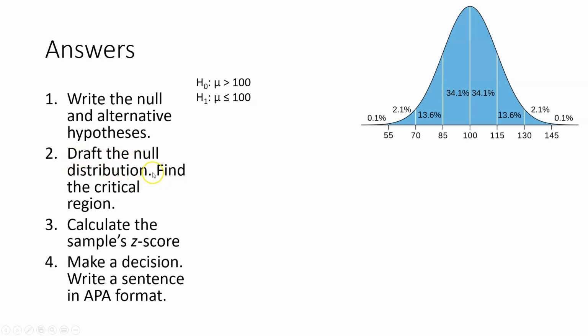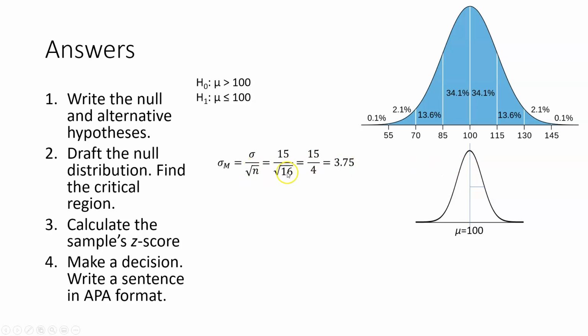Step 2, draft the null distribution, find the critical region. So if we have this as our original population distribution, then we should expect a sampling distribution that follows a similar format, that has a mean of 100, but a standard error computed as sigma, here 15, over the square root of n. You remember that the n size I proposed on the last slide was 16, so you put your sigma, 15, over the square root of 16, and that equals 15 divided by 4, or 3.75. That's the standard error of the mean that goes here.